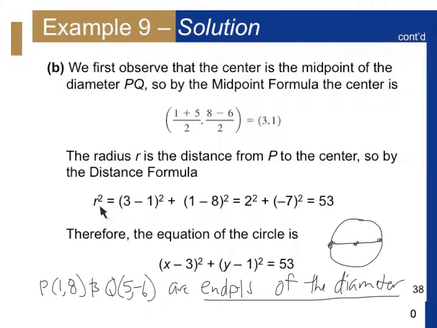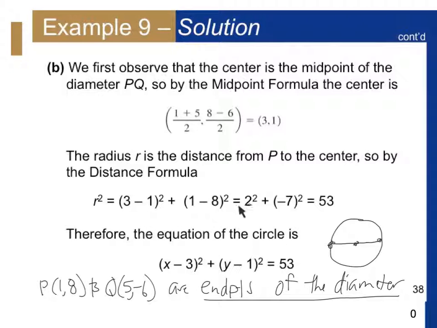So our radius is, oh, we didn't figure out the radius yet, did we? Okay. So we have to find the distance from P to the center. So we're going to use the distance formula. Okay. So we'll find the distance between (3, 1) and P, or we could find the distance between (3, 1) and Q. It would be the same thing. But we're going to take 3 minus 1 squared, change in x, plus 1 minus 8 squared, change in y, to get our radius squared. Remember, that's our distance formula.